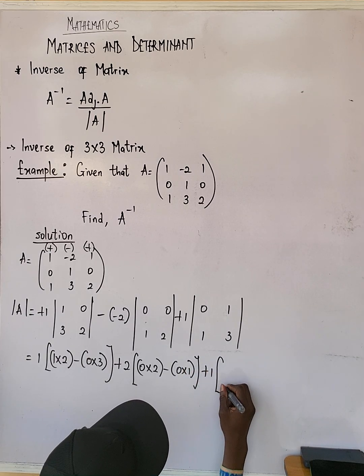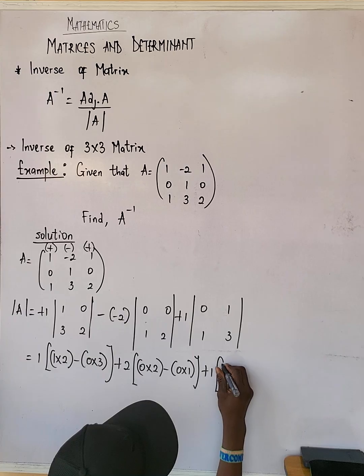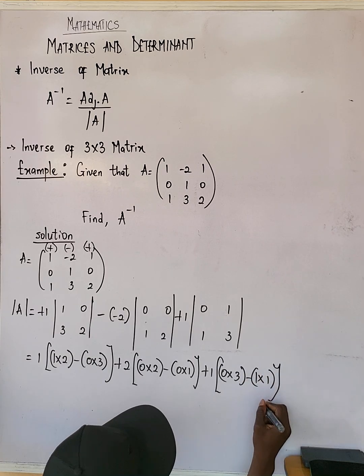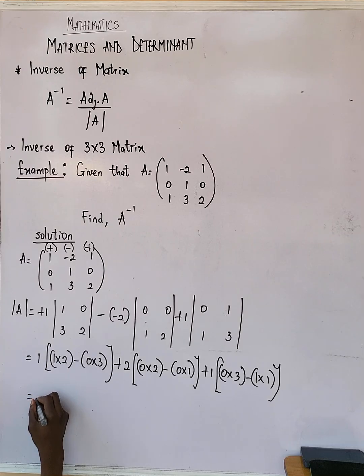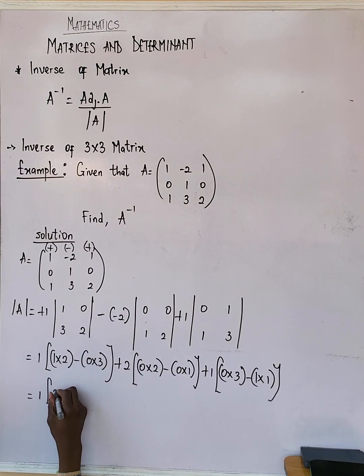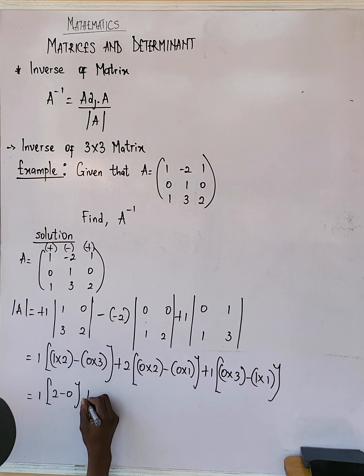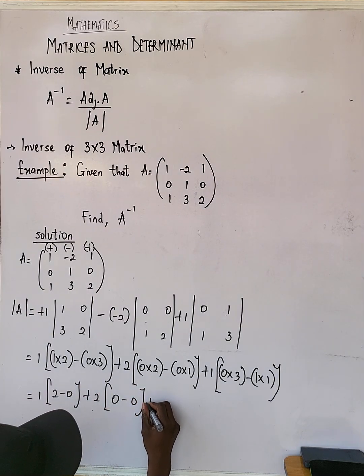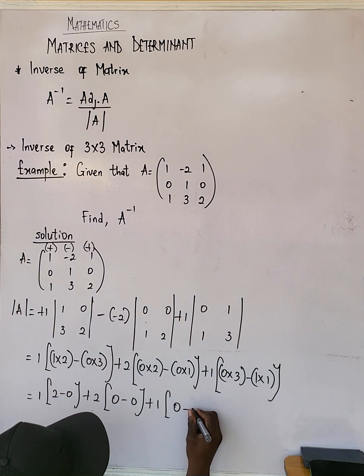Then plus 1. Here will now be 0 multiplied by 3 minus 1 multiplied by 1. What do we get? So here will give us plus 1. Here will give us 2 minus 0. Here will give us plus 2. Here will give us 0 minus 0. Then plus 1. Here will give us what? 0 minus 1.